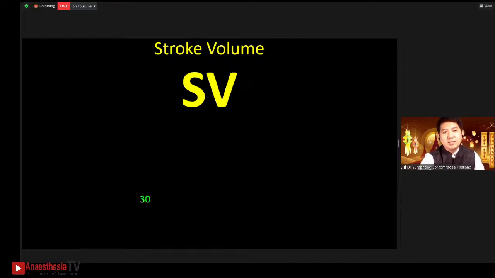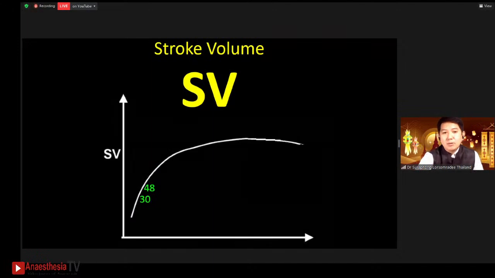If in the beginning our stroke volume is 30, we do not know where we are, because one number cannot be interpreted. We just give fluid. If from 30 it moves to 48, it increases more than 10%. If it increases more than 10%, we give more fluid. This is more than 10. From 72 to 80 is about 10%.